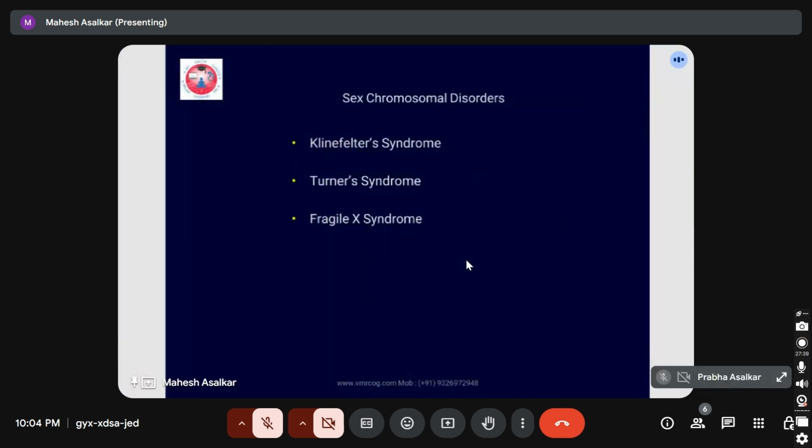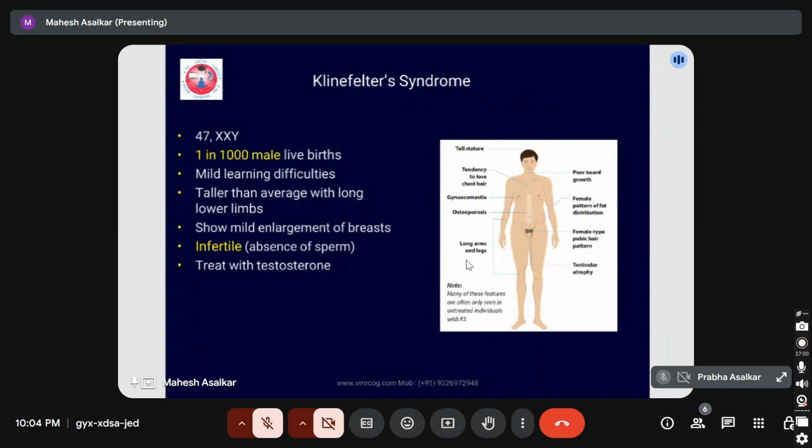Now coming to the sex chromosomal disorders. Up till now, we have seen autosomal. Now coming to the sex chromosomal disorders, you have Klinefelter syndrome, Turner syndrome, and Fragile X syndrome. Okay. So Klinefelter syndrome, here there is a chromosomal composition of 47XXY.